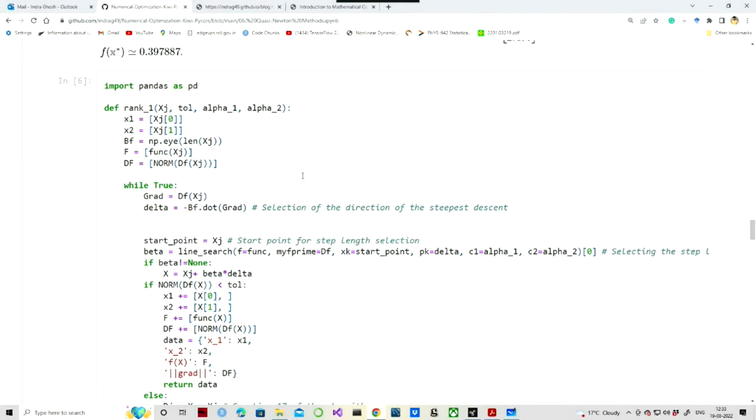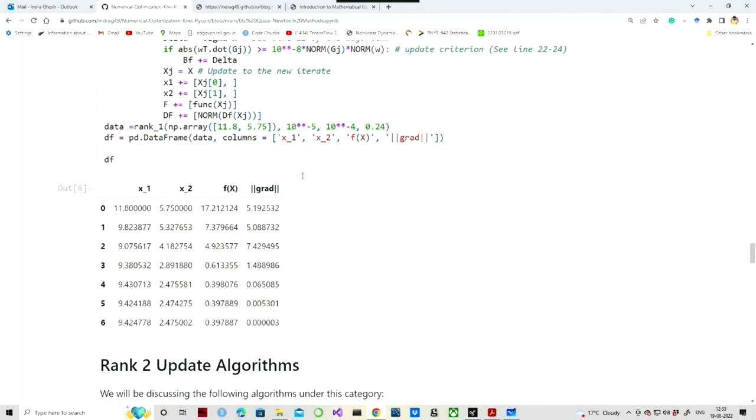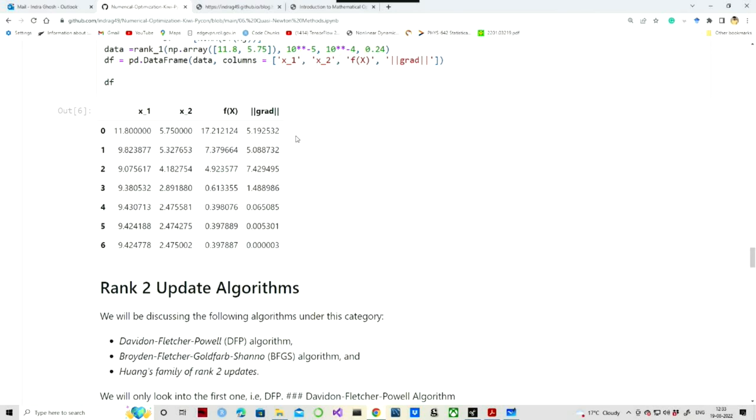So if you can just collect the data and plot the steps, show the steps, you can do that using pandas. And so it gives the interval points and the f of x and also the norm of the gradient.